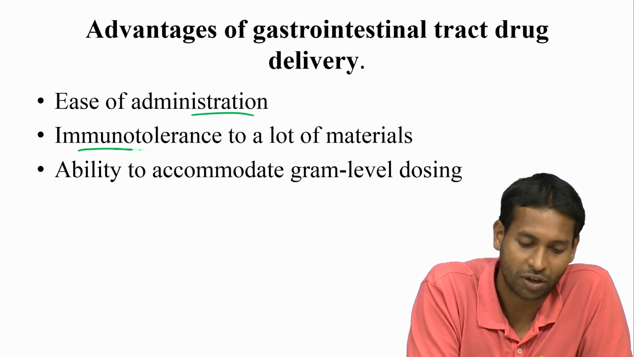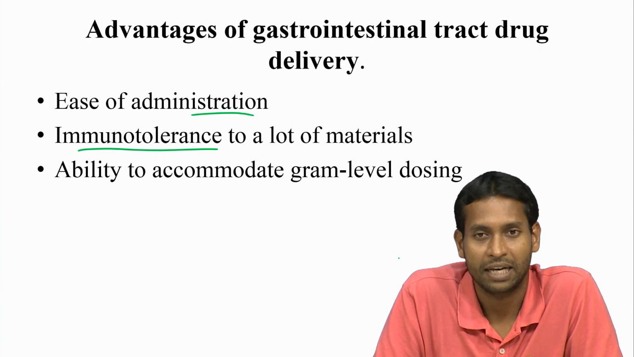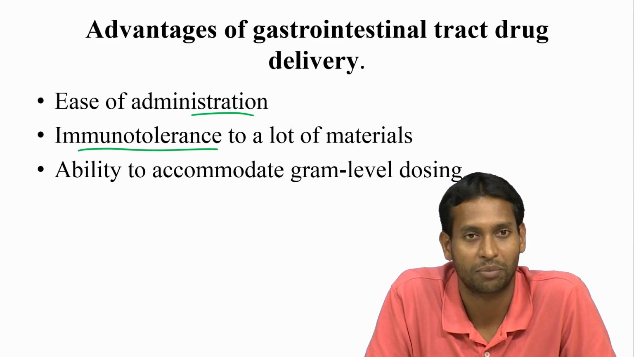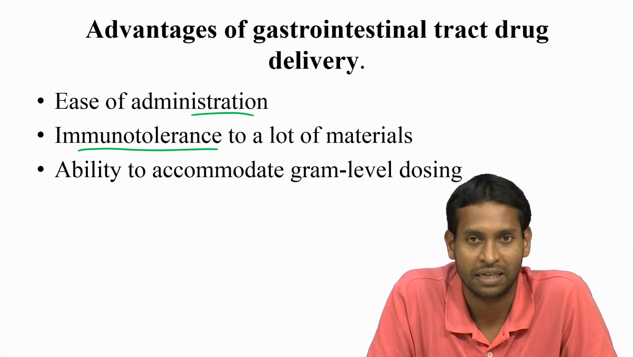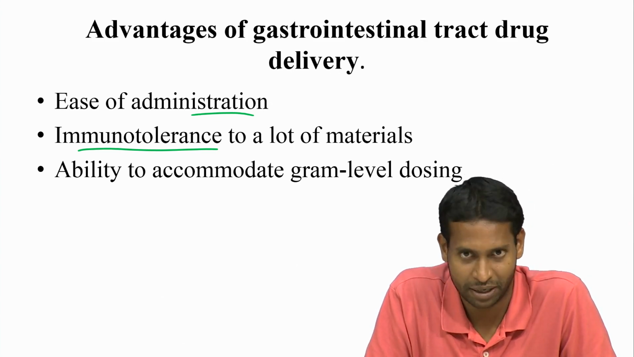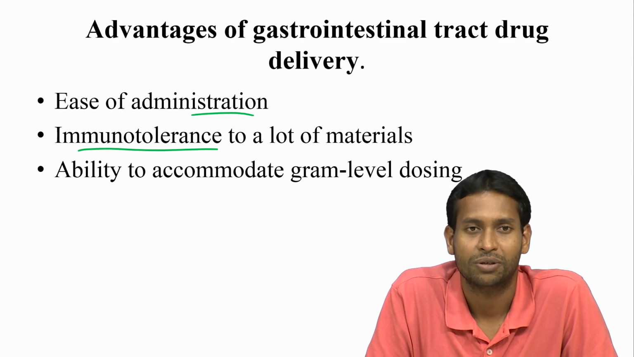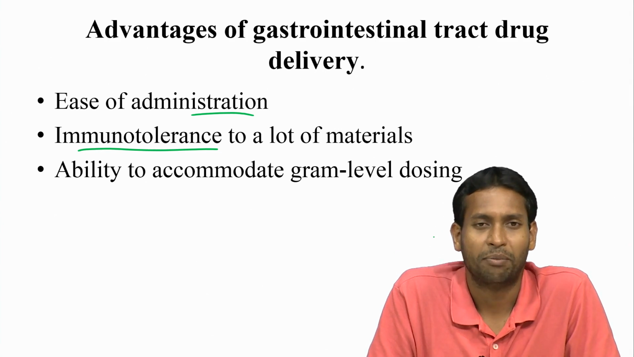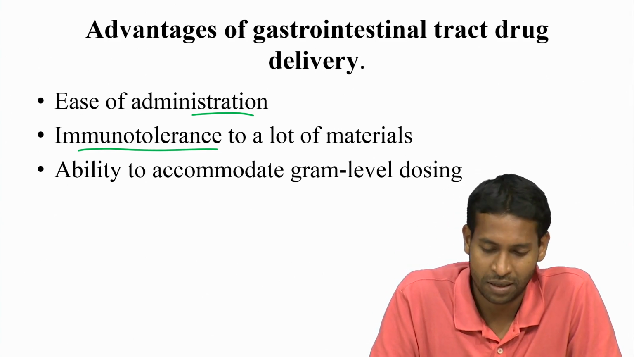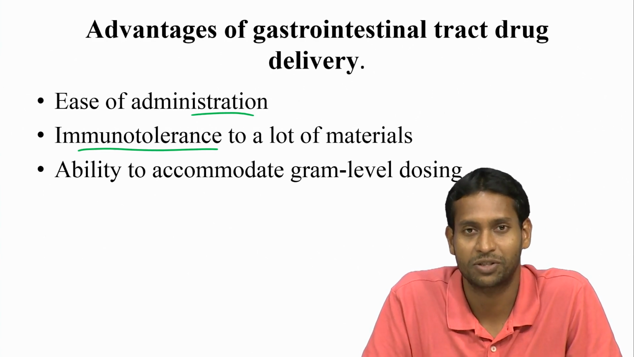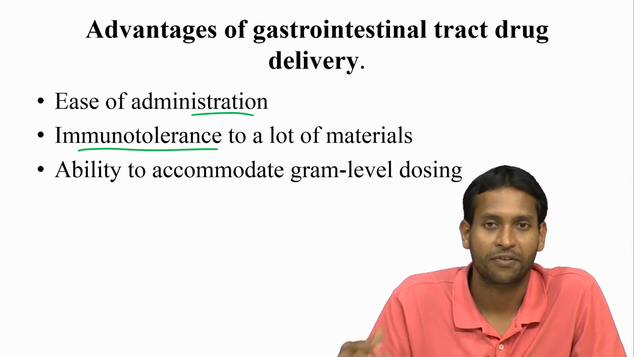This route is fairly immunotolerant. So, even though technically speaking it is inside the body, the immune system does not really see it as inside the body. The immune system does not really survey the lumen of the stomach or the intestine as strongly as it does, let us say, blood or other organs. So, even if you put anything immunogenic, it is more likely that the body is not going to respond to it very strongly. And then, because of the size, you can accommodate gram level dosing. You can accommodate as much dose as you want pretty much for a human because you have a lot of space to play around with.